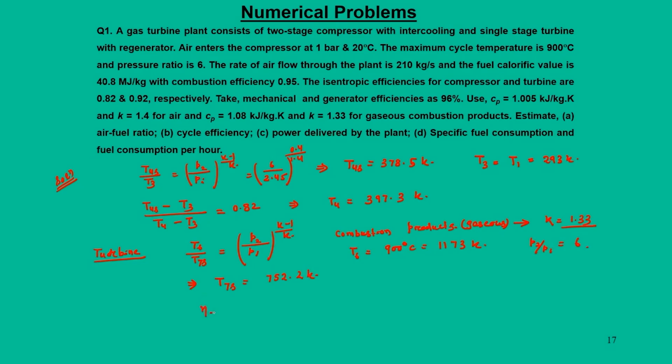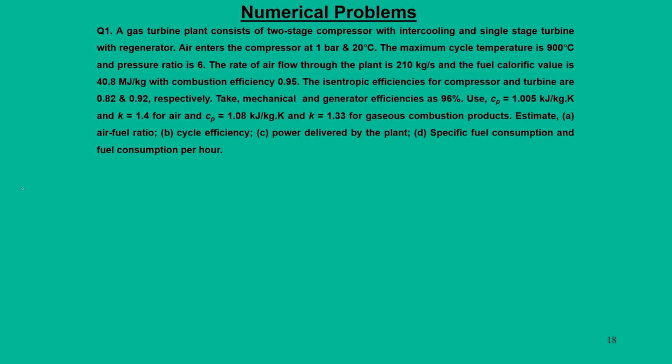Now, we have turbine efficiency, that is defined by T6 minus T7 divided by T6 minus T7S, where 7S is the isentropic temperature drop, and turbine efficiency is 92%, so 0.92. So, from this we arrive at the number T7 as 785.8 Kelvin. Then we move on to the regenerator.